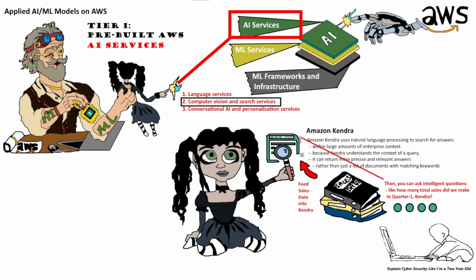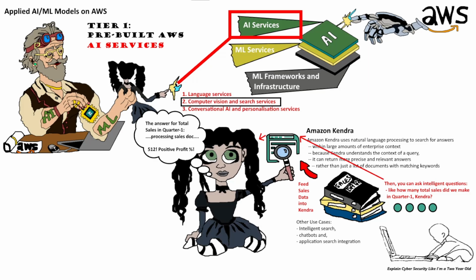For example, if this was the last 2 years of sales data, we could ask Kendra, how many total sales did we make this year in quarter one? And we ask in plain English, by the way, and Kendra returns the answer again in plain English. And other use cases could be intelligent search, chatbots, or application search integration functionality.